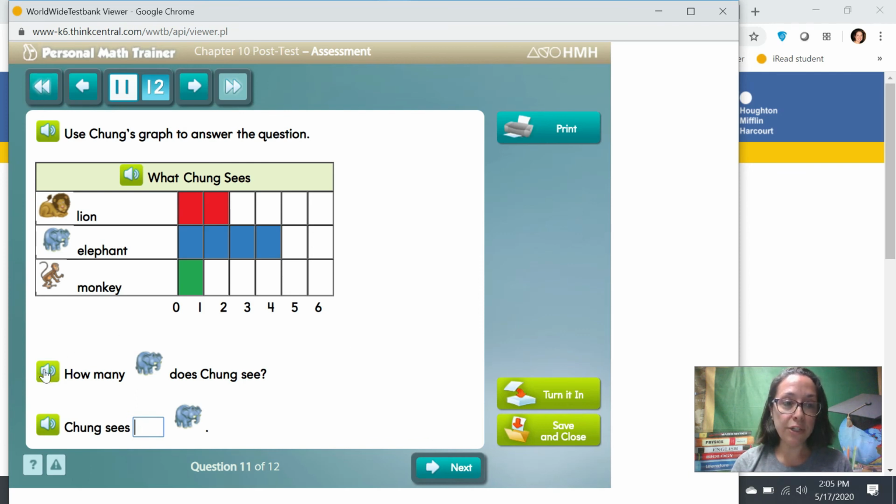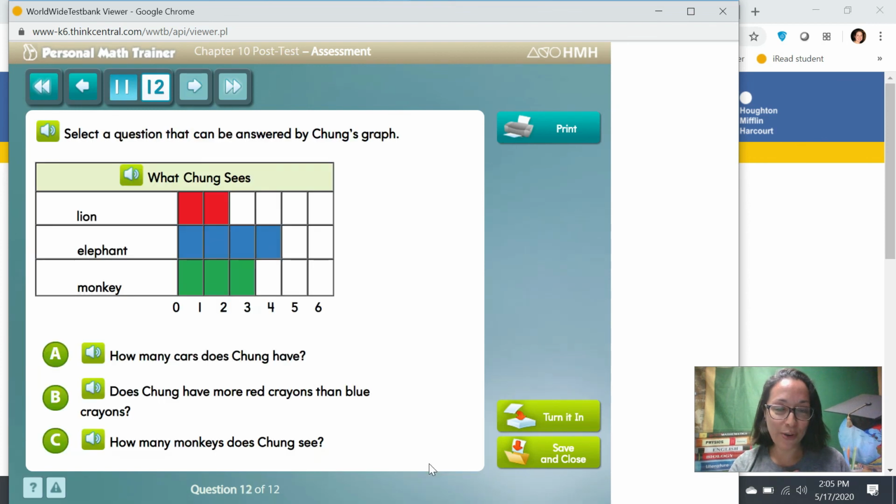All right, and the question for this one is, how many elephants does Chung see? ¿Cuántos elefantes ve Chung? Mirando esta gráfica. Olvídate de la otra que hiciste. So looking at this graph, not the one that you just did on the other question, looking at this graph, how many elephants does he see? And that should be pretty easy looking at the elephant bar. And last question, la última pregunta.